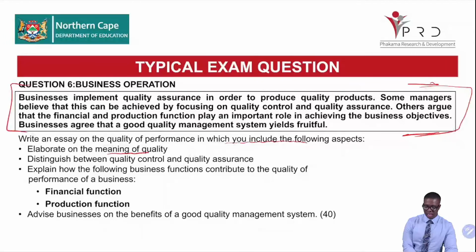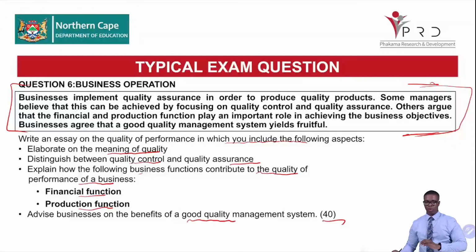You elaborate on the meaning of quality. You distinguish between quality control and quality assurance. You explain how the following business functions can contribute to the success or quality of performance: the financial function and production function. And also you advise businesses on the benefits of a good quality management system for 40 marks. The same structure should be followed: introduction, then 4 subheadings, then conclusion.